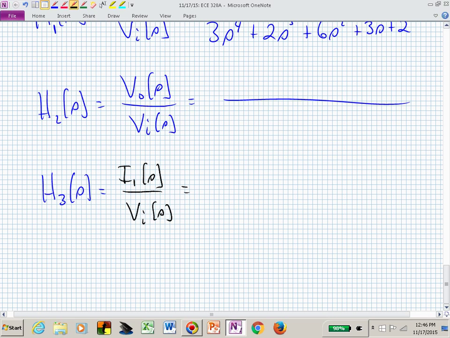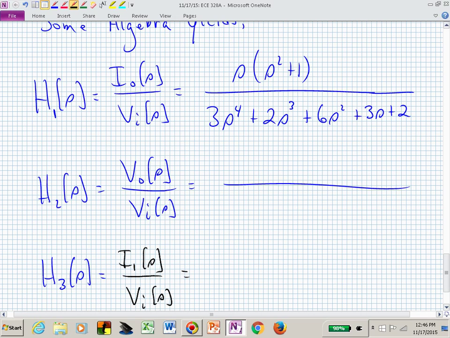We don't need that. We just need the sinusoidal steady state. We're assuming the transients are gone. We just want to know how this is behaving after the transients have decayed.